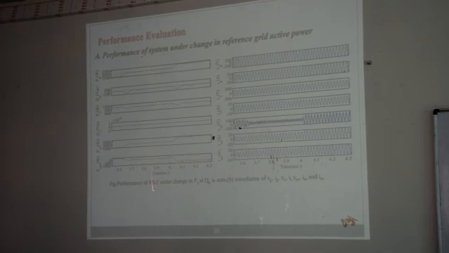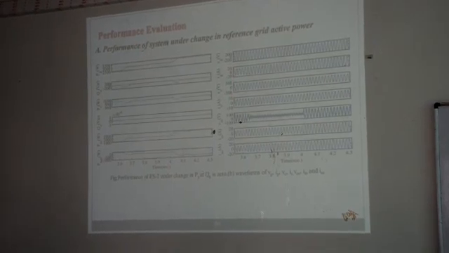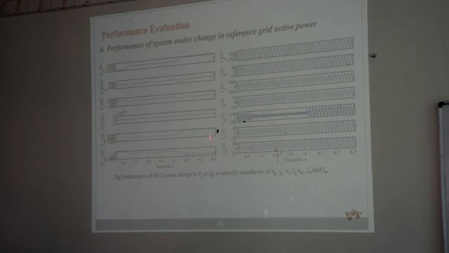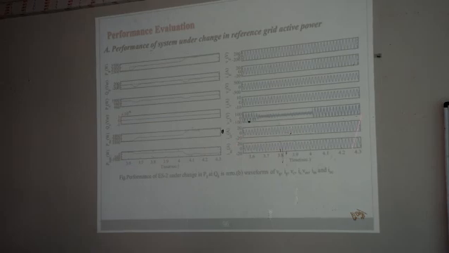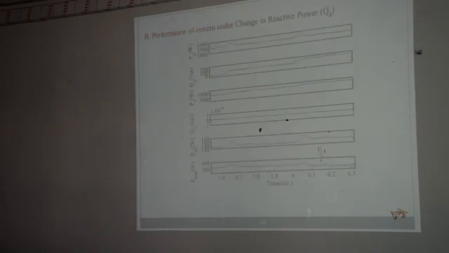Under change in grid reference power, you will notice that the grid voltage is maintained at your point, and you are happily feeding your critical load demand without any change. But your non-critical demand is going to change, and your non-critical current is also going to change, because that is kind of flexible.